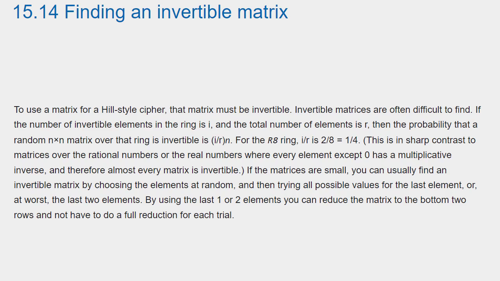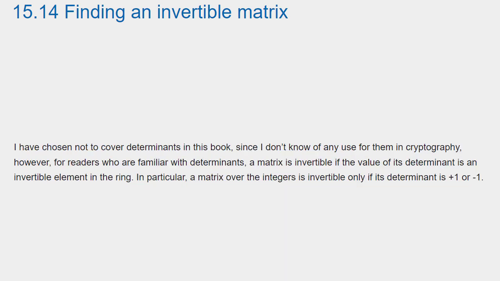If the matrices are small, you can usually find an invertible matrix by choosing the elements at random and then trying all possible values for the last element, or, at worst, the last 2 elements. By using the last 1 or 2 elements, you can reduce the matrix to the bottom 2 rows and not have to do a full reduction for each trial.